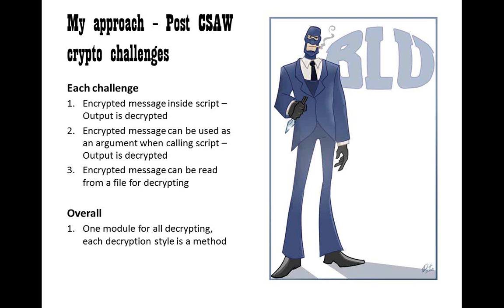My approach for the post-Seesaw crypto challenges, where Matt and Wolfgang did one script, I kind of took it up a notch and decided to do three different ones. The encrypted message being inside the script, where the output was decrypted. The second one was the encrypted message can be used as an argument when calling the script, and the output is decrypted. And the third one, an encrypted message can be read from a file for decrypting. And the overall goal was to have one module for decrypting each decryption style as a method.